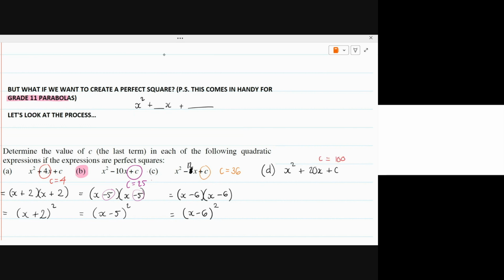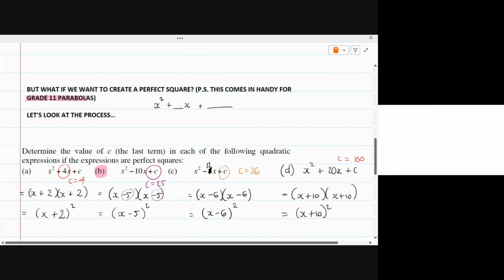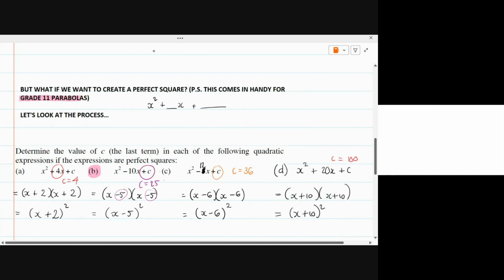Okay, now I want us to note something. This is going to be x plus 10 and x plus 10, which is equal to x plus 10 all squared. Now, here's one thing I want us to note. There is a trend. We are actually following a specific trend. I want you guys to note here that each of the numbers that we've been putting in our perfect square are basically just half of that number.